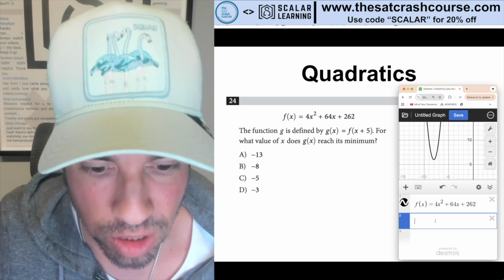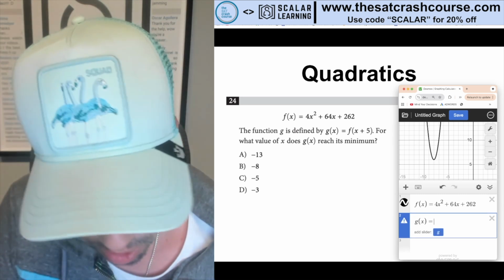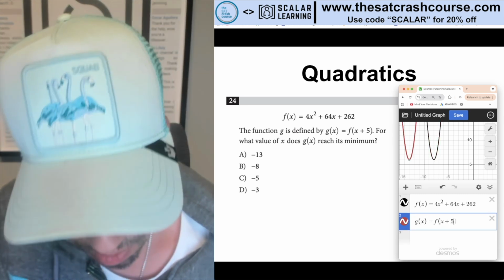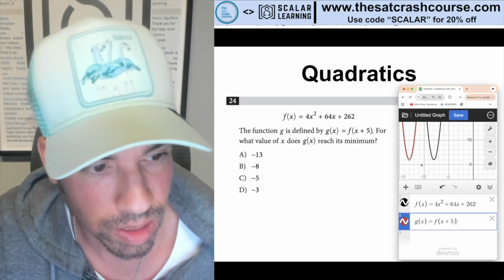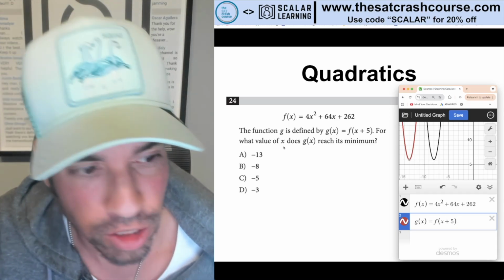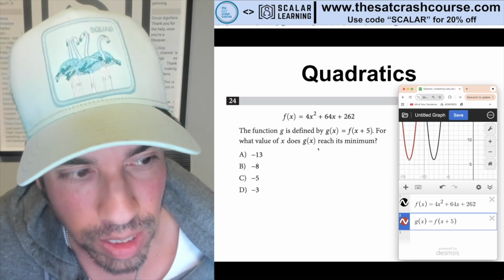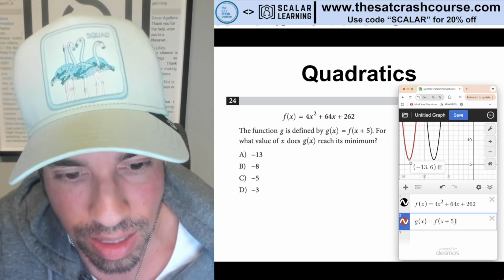Let's go back to kind of our standard view. And then it says g of x is literally equal to f of x plus 5. So Desmos can interpret that and applies that shift to the left perfectly. And then it says, for what value of x does g of x reach its minimum? Again, you see that point, it highlights automatically.